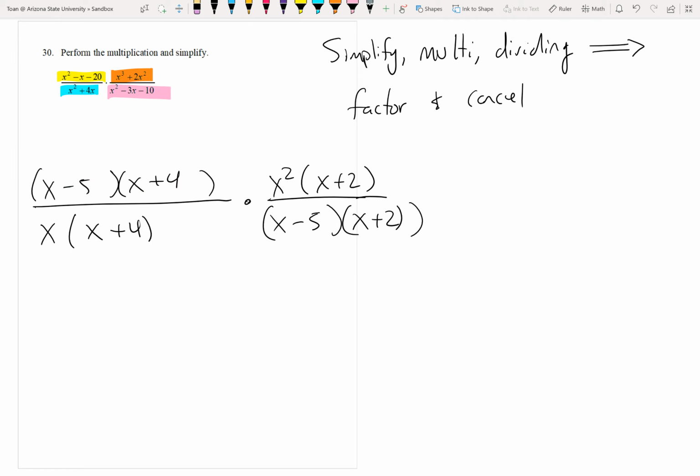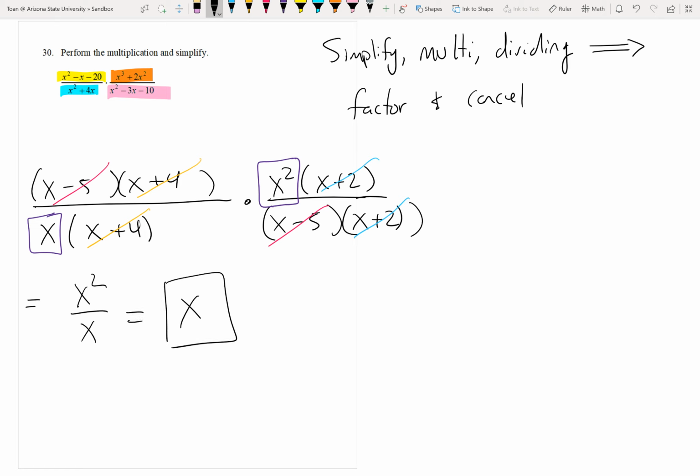Well, I'm not going to highlight it. You guys can tell. So then all you got to do is just cancel. Whatever's on top and bottom, cancel it out. So I have an x plus 4 in common. X minus 5 is in common. X plus 2 is in common. What I'm left with is an x squared on top and an x on the bottom. I can actually cancel out one of those x's because what's left over is x squared over x. You can cancel out one of those x's and give you a regular simple x.